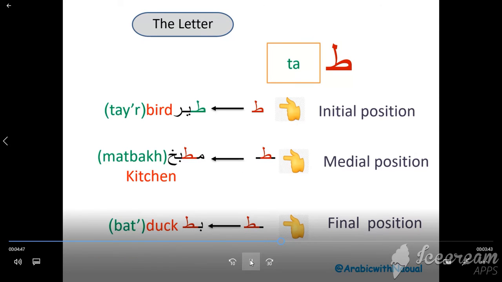The letter Ta is like the letter Dad and Sad. In the initial position like in the word طير, in the medial position like in the word مطبخ, in the final position like in the word بط.